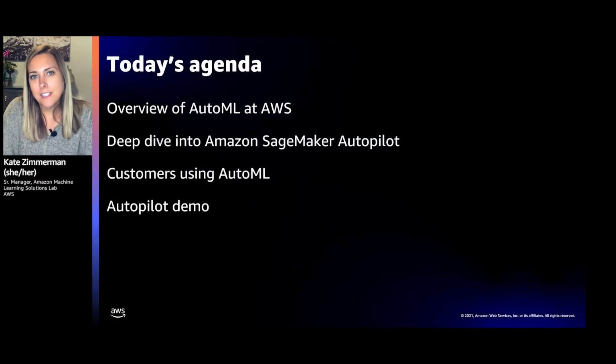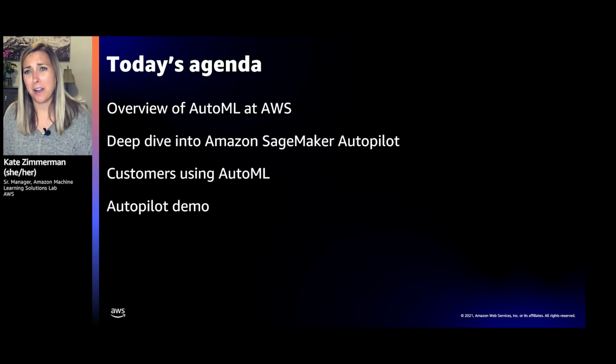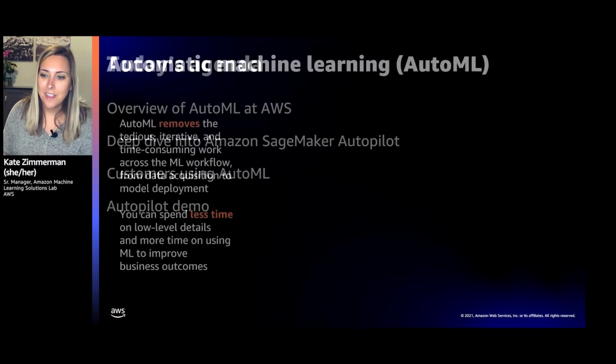So my goal for today's session is to first go through an overview of what AutoML is and how we think about that at AWS. Then I'm going to deep dive into Amazon SageMaker Autopilot, which is an AutoML feature that's baked into the Amazon SageMaker platform. I'm going to talk a little about how customers are actually using these techniques to accelerate machine learning for their businesses, and then land with a demo to show you exactly how you can get started with a tool like Amazon SageMaker Autopilot and highlight some of the really interesting features that you might find relevant for your machine learning use case. So let's get into it.